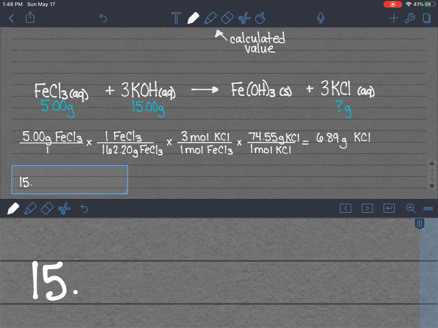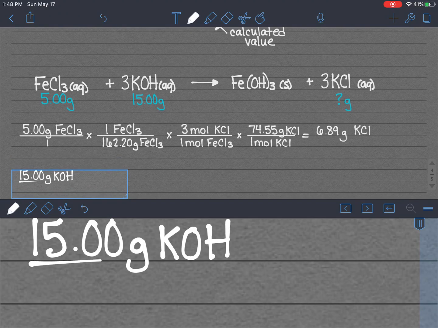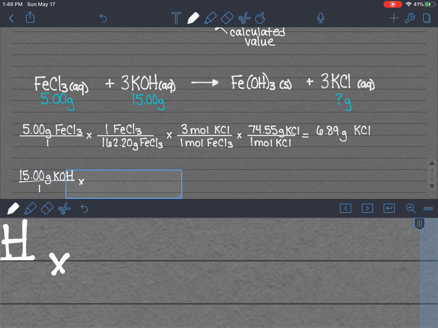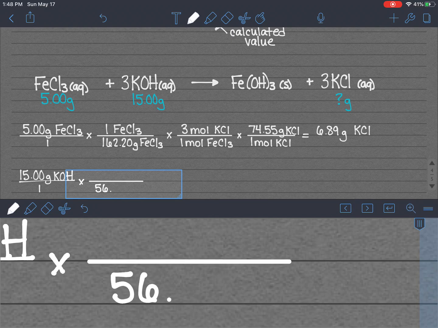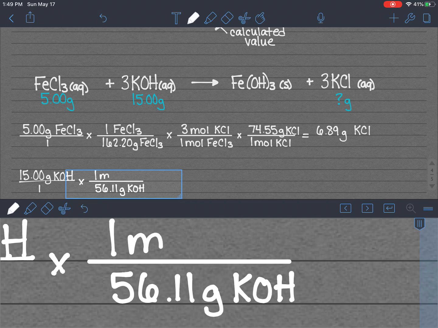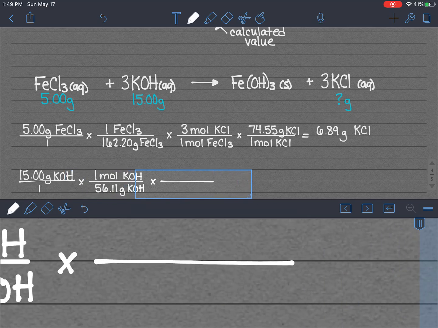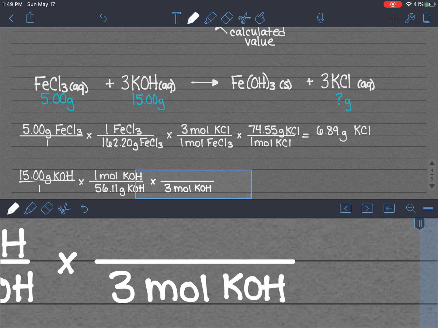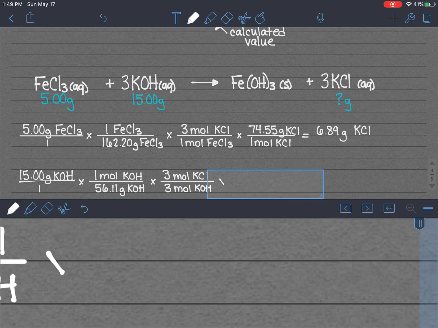So starting off with 15 grams. Divide by the molar mass of KOH. Multiply by the mole ratio, which ends up being a 1-to-1. So 3 moles of KOH will produce 3 moles of potassium chloride. And then finally, how many grams will that release?